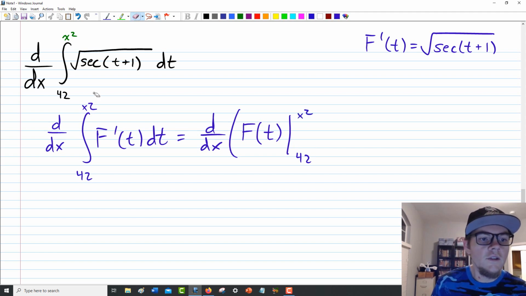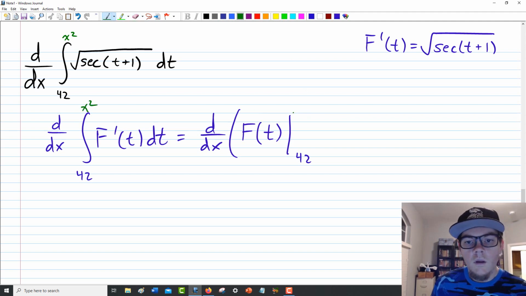And sorry, I meant to do all the x squareds in green. I apologize. That was something that I agreed to in my head. There we go. Okay, trying to emphasize where it's at.